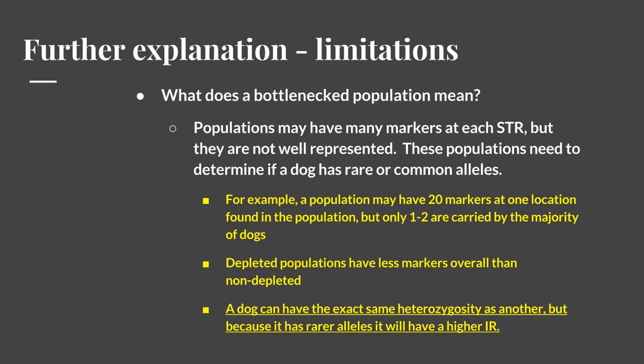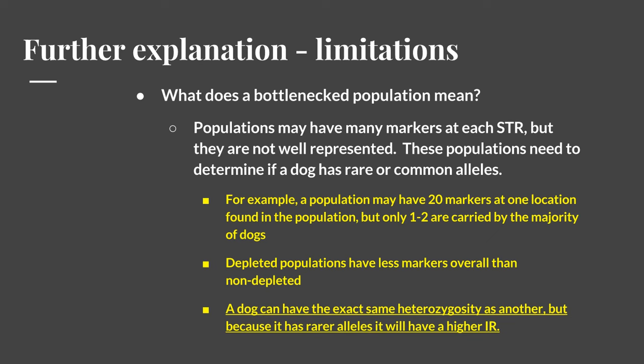So what is a bottlenecked population? What are we talking about when we say that? There are populations that may have many markers at the STRs, but they're not well represented. In Standard Poodles, we have lots of different STRs in our breed, but the majority are not carried by the majority of dogs. These populations need to determine if a dog has rare or common alleles. A population may have 20 markers at one location, but only one or two of those markers are carried by the majority of dogs. Depleted populations have fewer markers overall than non-depleted.